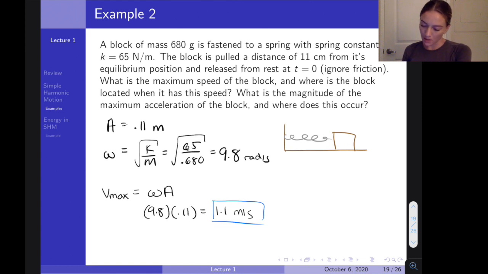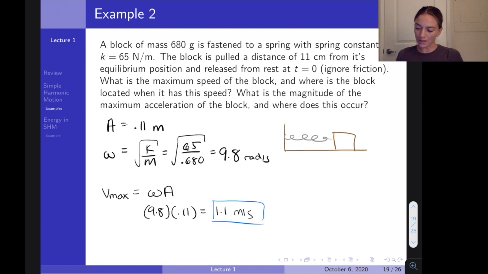Now we want to know where the block is located when it has this speed. Where is the block when it has its maximum speed? Well, you have to think back to your unit on springs. When the block is at either of its extreme positions, pulled all the way out or compressed all the way, its speed is 0, right? Because it comes all the way out, stops for a second, and then goes back. So at the extreme positions, the speed is 0. Clearly that's not where our maximum velocity is.